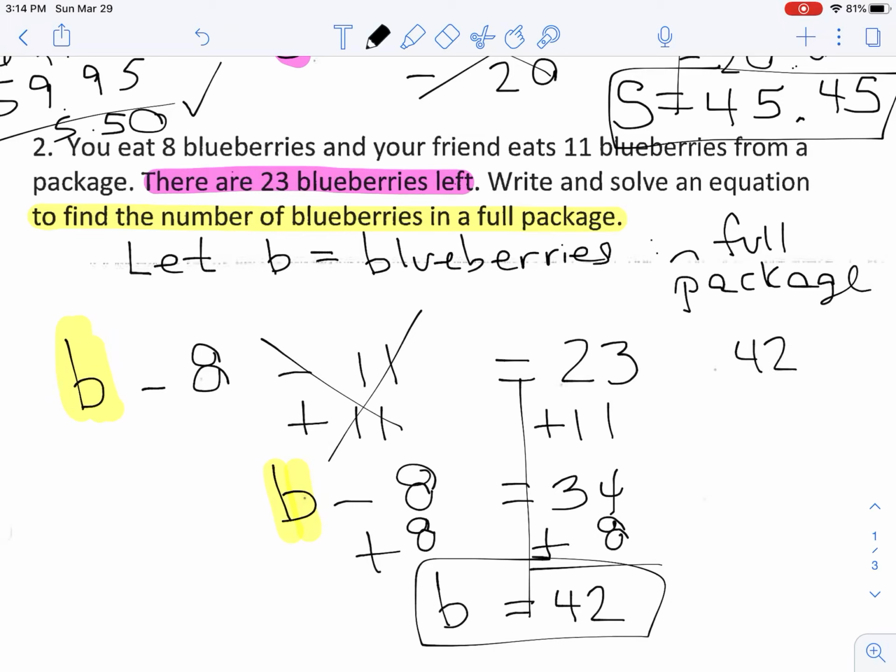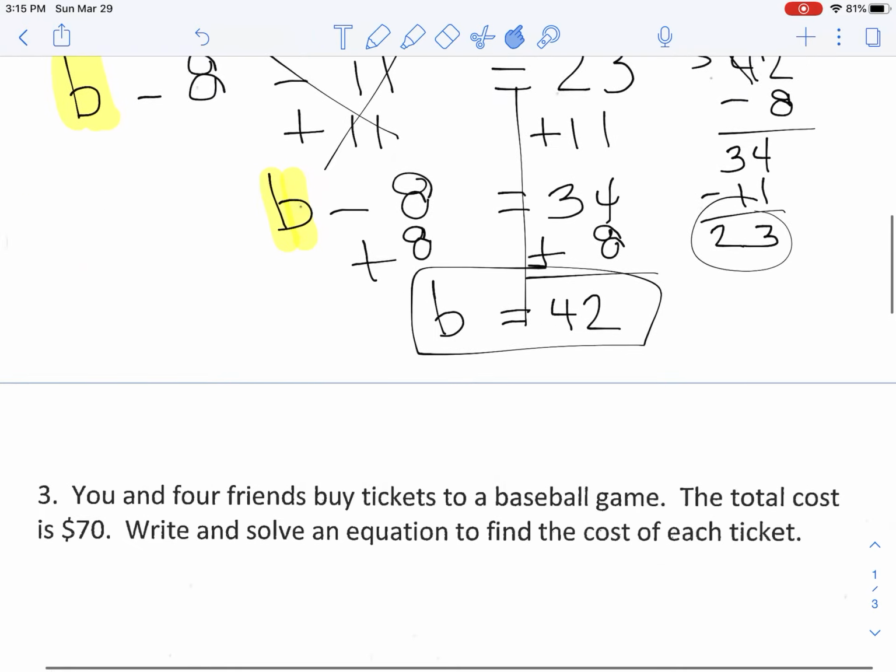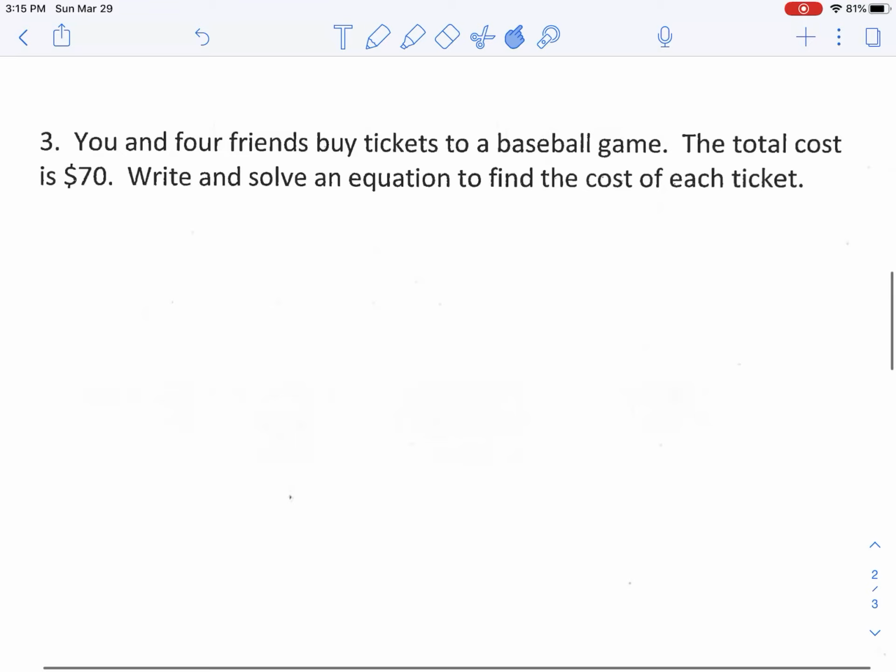If there were 42 blueberries in the package, I had 8. Let's see what 42 minus 8 is. That takes us down to 34 blueberries. Then my friend ate 11. Yep, that takes us to the 23 that we had left over. All right, we're just going to do one more together.